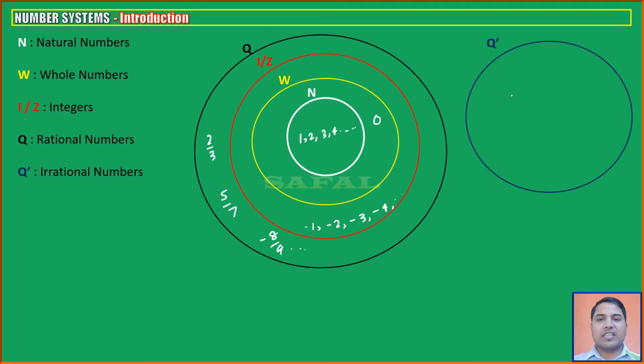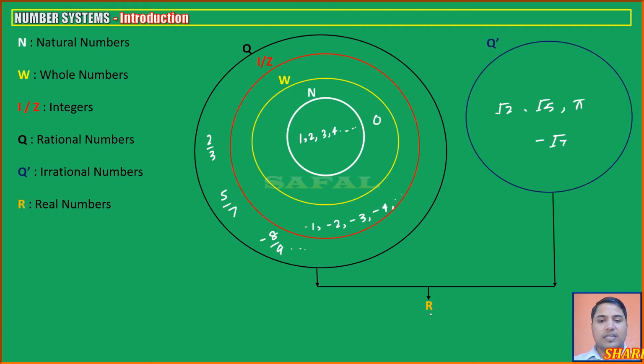Now one very important thing: you can see that there is nothing common between rational numbers and irrational numbers. Here I have a separate circle and here I have a separate circle. So here what kind of numbers come? Like √2, √5, pi, -√7. All these are irrational numbers. And if we club these two together, that means rational and irrational, then what we are getting is real numbers. So this way you can keep the mind map of the number system in your mind.